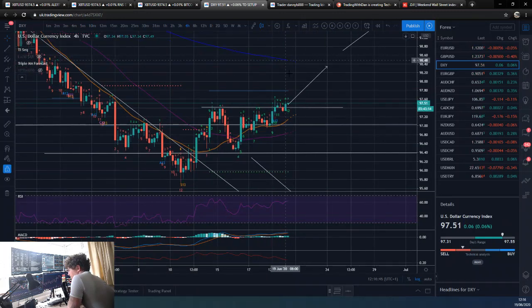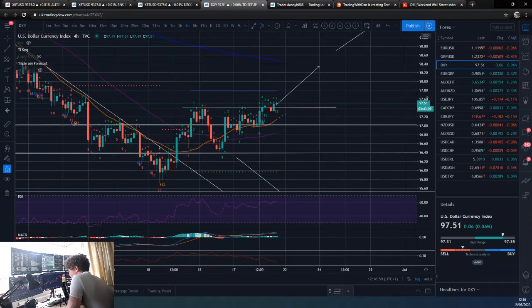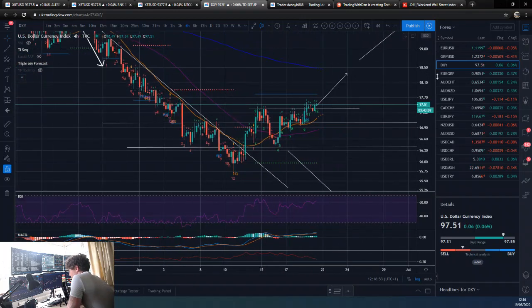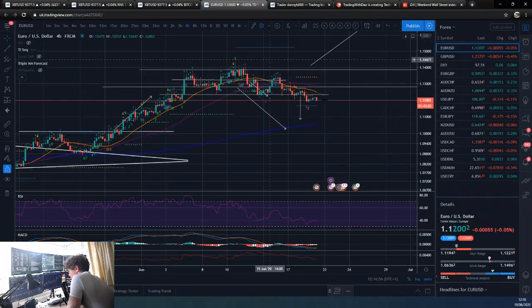Interesting move, because that will obviously have implications for wider markets if we start to get dollar strength. Obviously that is what this move down here is basically being driven by, the dollar strength, the dollar being half of this currency pair.